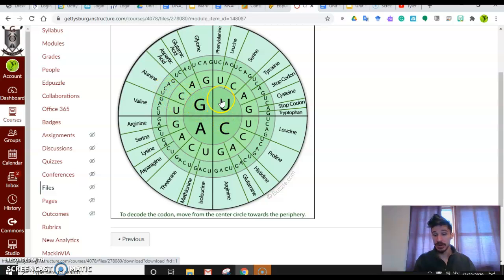Since you read nucleotides 3 at a time, they're set up 3 at a time. You start in the middle, so if your first nucleotide is U, you start here. If the next one is an A, you go out to here. And then if your last one is a U or a C, it's tyrosine. If your last nucleotide is an A or a G, it's a stop codon. So you read this one from the inside out.